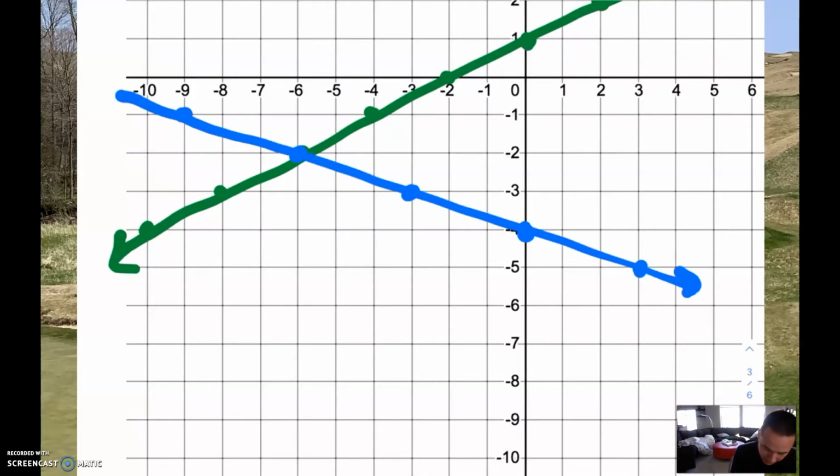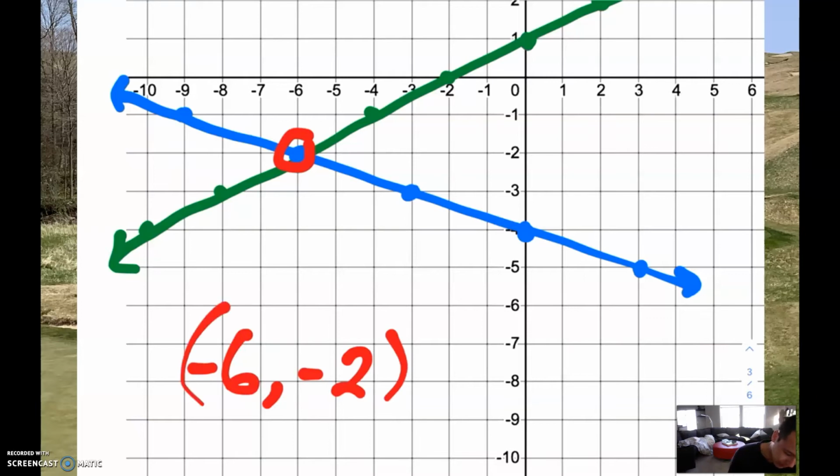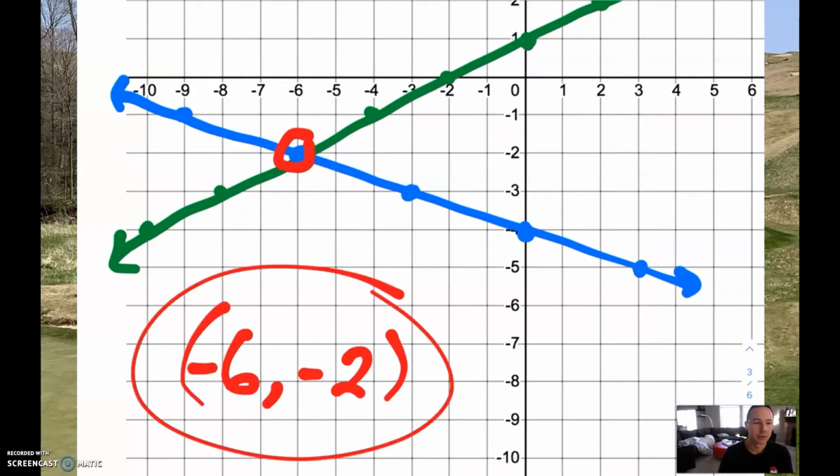Hopefully you noticed that, hey, they crossed. That's what we're looking for. So we're going to take our red one and circle it right there. There is our solution. So we just write out the coordinates there, and it's at negative 6, negative 2. And there's your solution to that challenge problem.